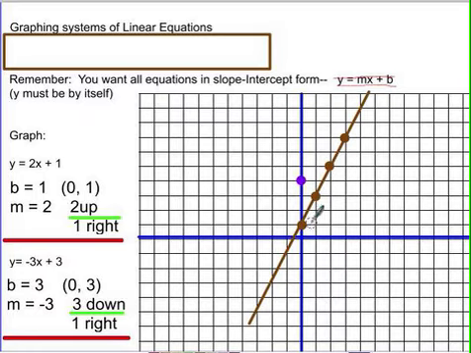1, 2, 3, over to the right. 1, 2, 3, and over to the right. Now we draw a line.